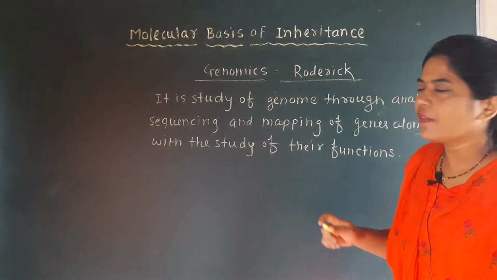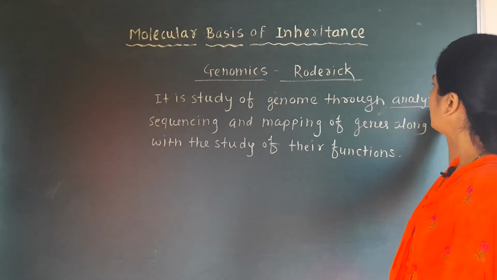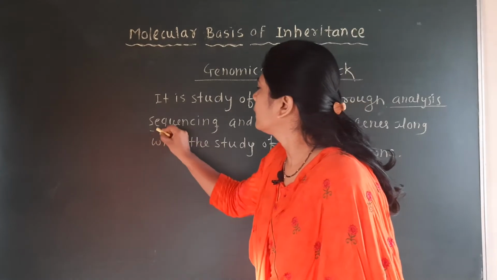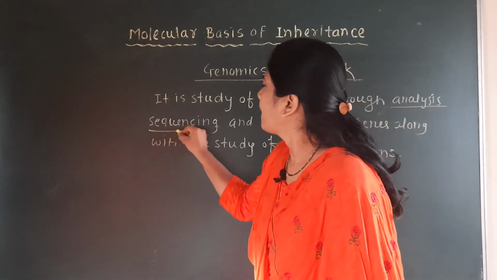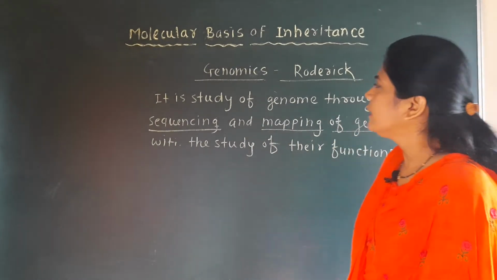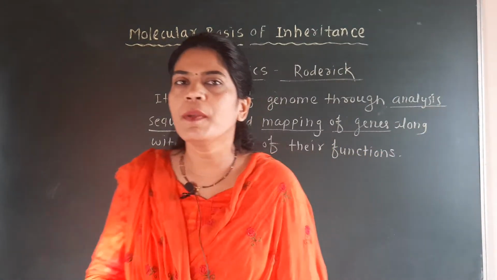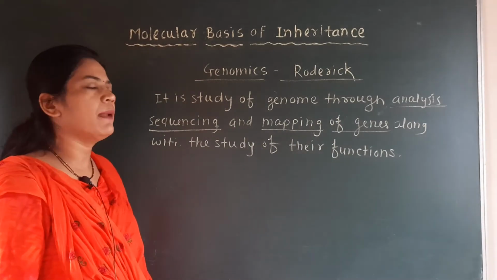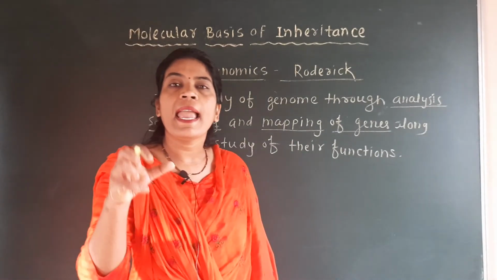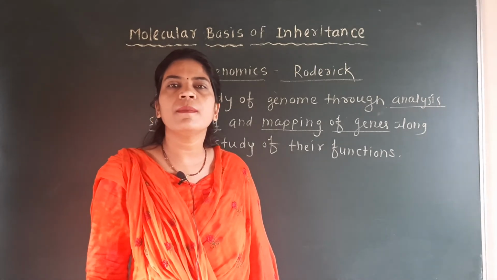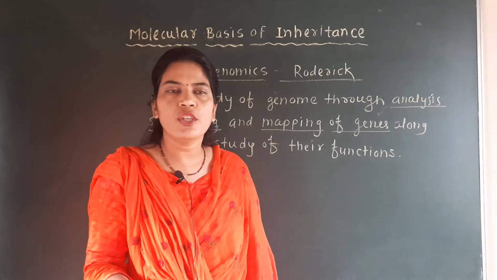So three terms are very important, that is analysis, sequencing, and mapping of genes. In genomics, what is studied in detail? The analysis, sequencing, and mapping of genes. See here, analysis, mapping, and sequencing, these terms are related to genomics.